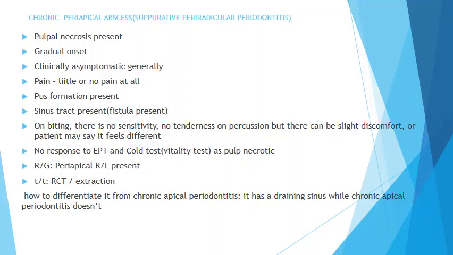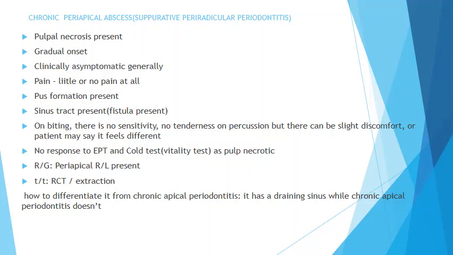On biting, there is no sensitivity, no tenderness to percussion, but there can be a slight discomfort. Our patient may say it feels different. Since the pulp is necrosed, there will be no response to the vitality test. So EPT and cold test will be negative. And when you see the radiograph, periapical radiolucency is present because the lesion has progressed quite a lot. Now what will be the treatment? RCT, or the alternative treatment is extraction.